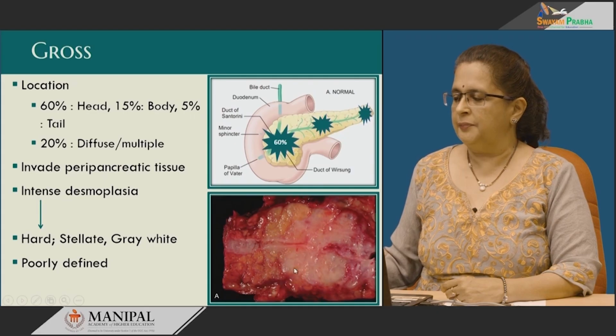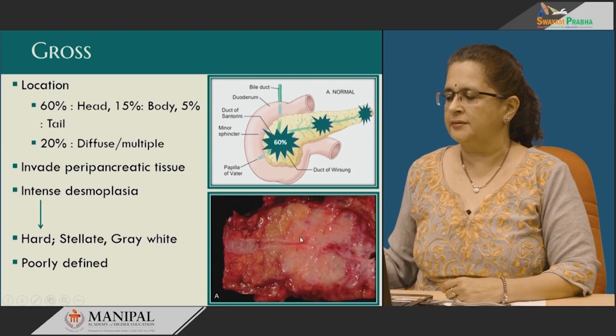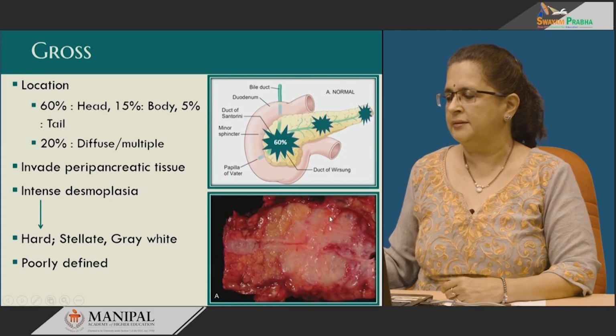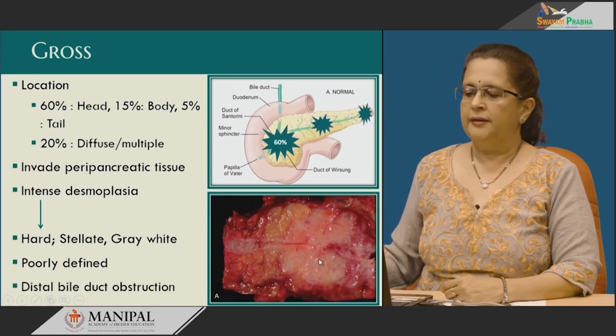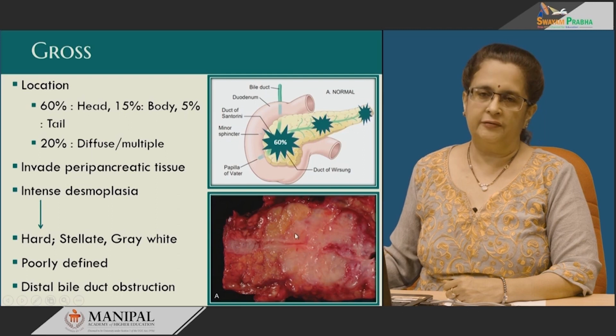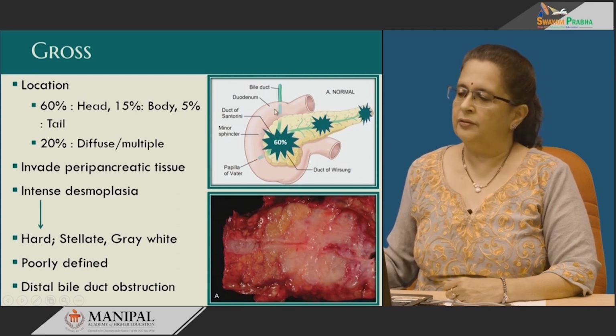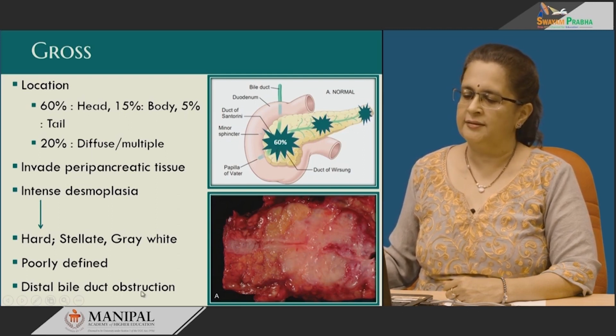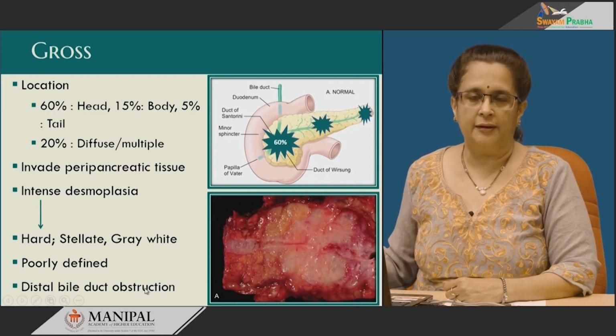It is seen in the picture here, and this is the duct and this is the body of the pancreas. So, this here is the head of the pancreas with the tumor. This side is your mucosa of the duodenum. Because it involves the head of the pancreas, we know that the bile duct passes through that. So, as a result, it may give rise to distal bile duct obstruction.